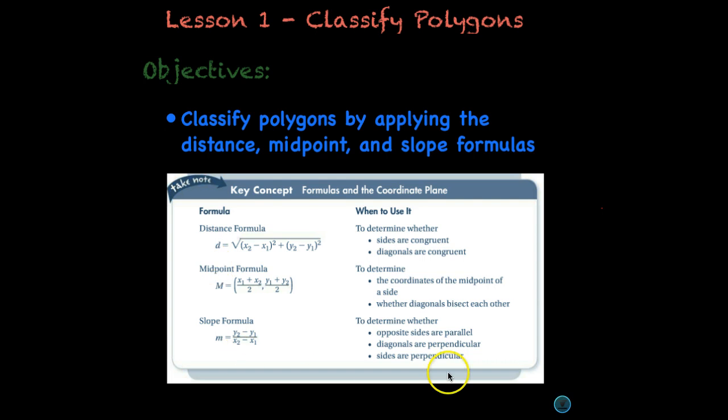Down below here, I've listed these for you to put down in your notes in case you can't find them, or you've misplaced them, or you just want them to be current with this lesson. We have three formulas. We have the distance formula, the midpoint formula, and the slope formula.